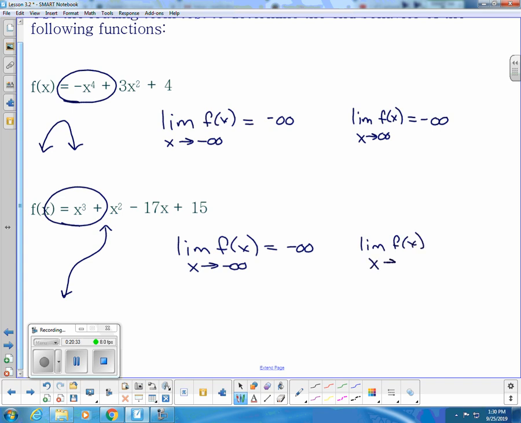You just have to know the basic shapes of the power functions to be able to do these. Okay, and know if you put a negative, it flips the graph. It'll flip the end behaviors. Okay, does it make sense?